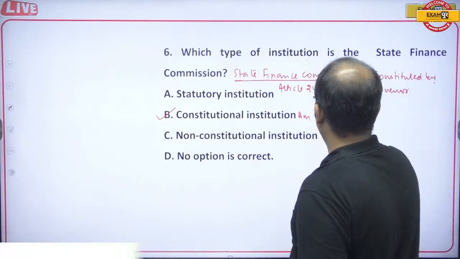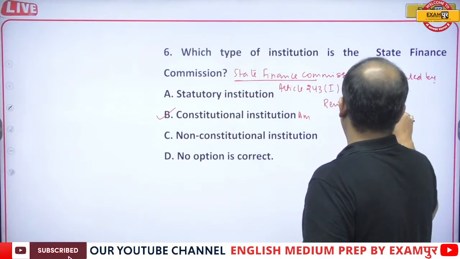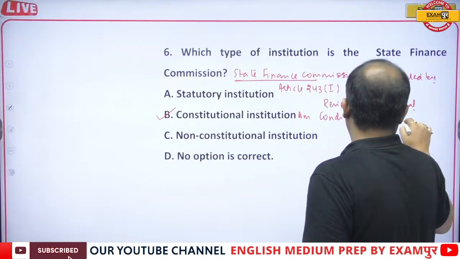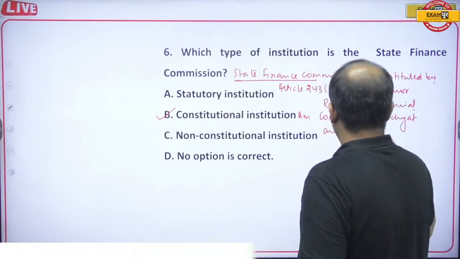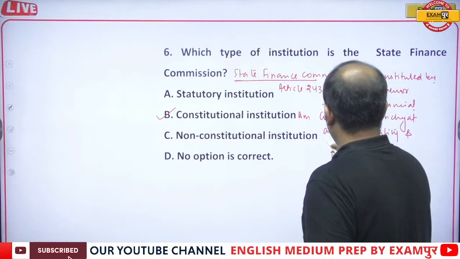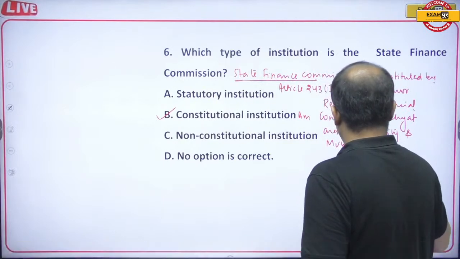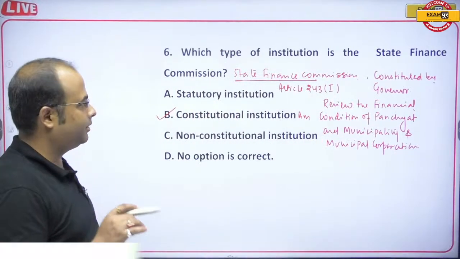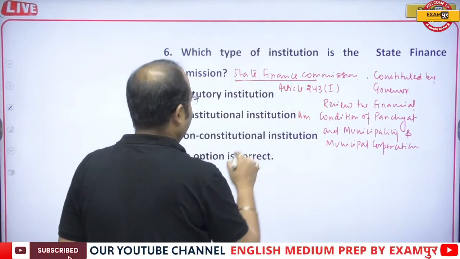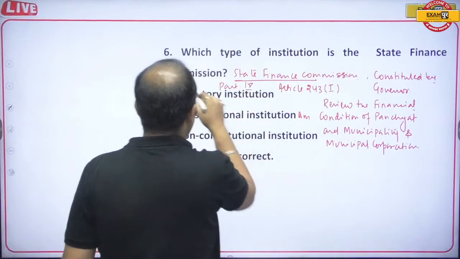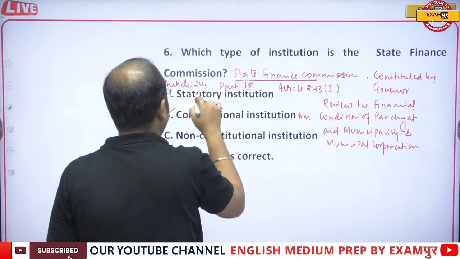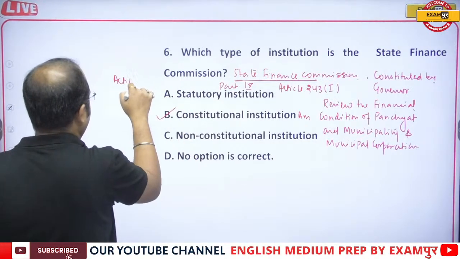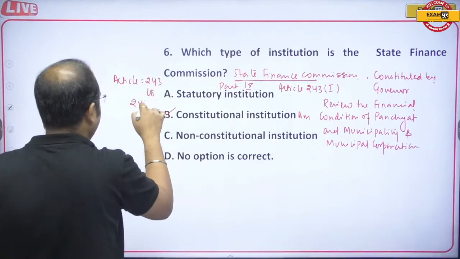after every 5 years to review the financial condition of panchayat and municipal corporation. To review the financial condition of municipality and municipal corporation, this State Finance Commission is constituted, which is mentioned in Article 243I, and that is in Part 9. And Part 9 runs from Article 243 to Article 243O.